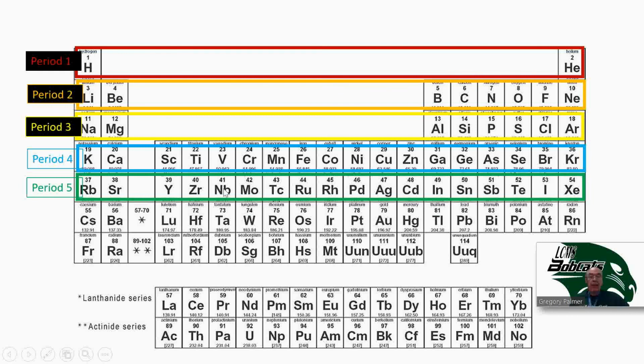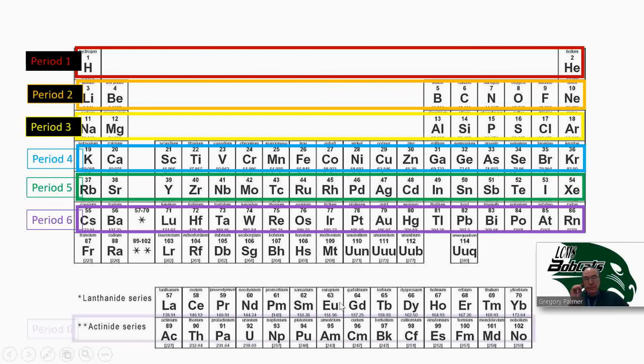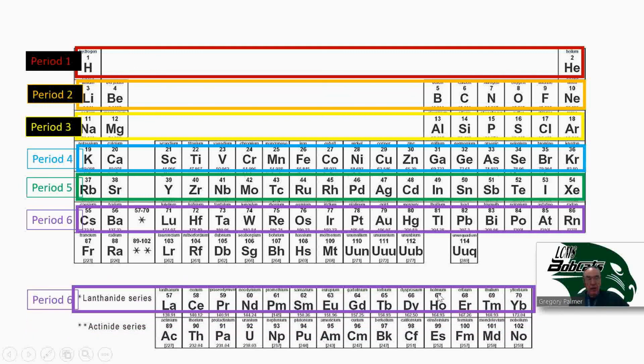Period 5, every element on here has 5 energy levels. Period 6, where cesium, barium, all have 6 energy levels. Now you see this star here, and it says 57 to 70, and then down here there's a star, and we have 57 to 70. What that means is these elements could actually be stuck right in here. The reason why they're cut out and put down here is so that this thing would fit on a page better. So this is also part of period 6.